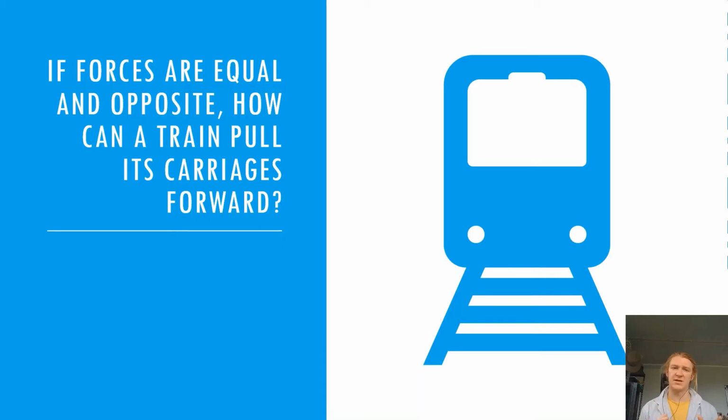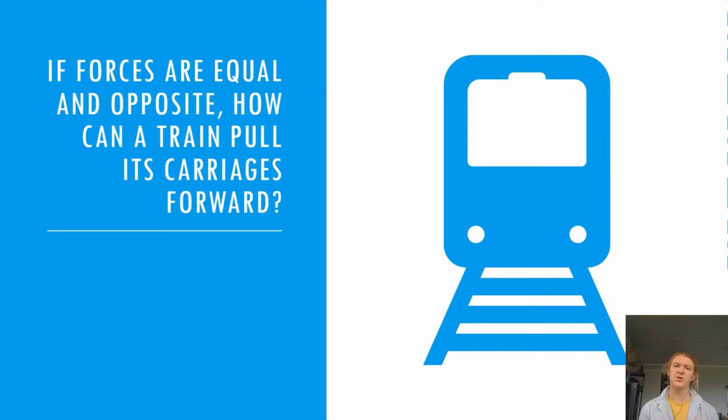A scary thought indeed, but you can be calm to the fact that yes, the train is moving, and yes, every action does have an equal and opposite reaction. But it's what those reaction forces are actually acting on that make movement possible. So, without further ado, let's get right into answering the question. If forces are equal and opposite, how can a train pull its carriages forward?